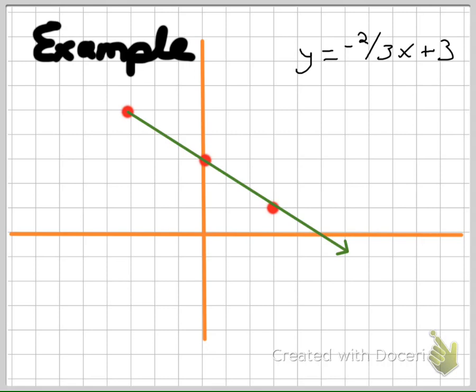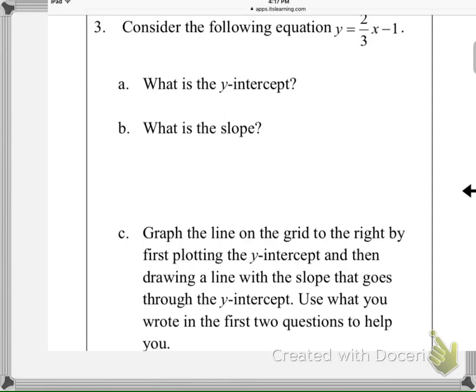Okay, problem 3 said, consider the following equation, y equals 2/3 x minus 1. What's the y-intercept? Well, the y-intercept is the one that does not have a variable with it, and so that would be our -1. And what is the slope? Well, the slope is the one that's in front of the variable x, and so that would be 2/3.